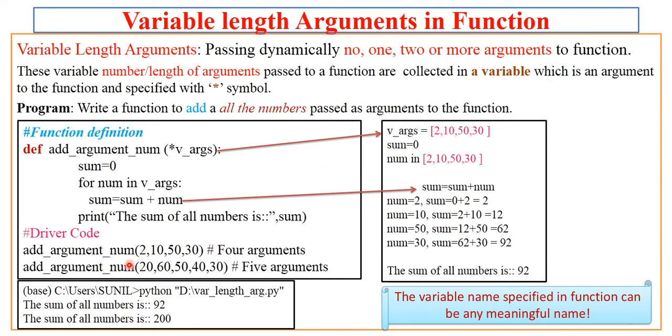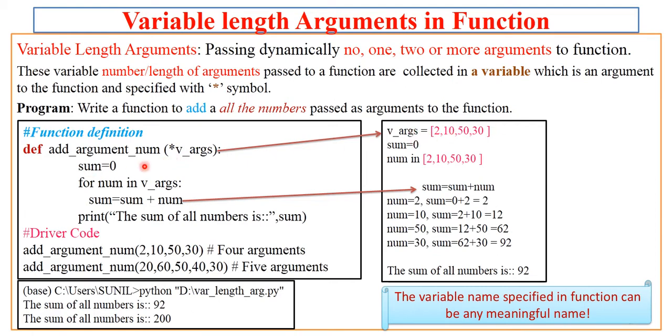That means whatever number of arguments you pass dynamically, those will be stored somewhere in the form of a list, and that list is referred to using whatever argument name you have specified in the function. So here we have specified the variable name as var_args. That forms a reference to the list.